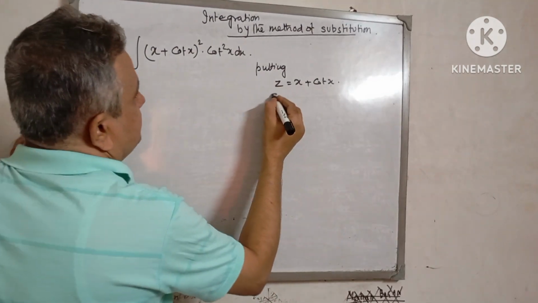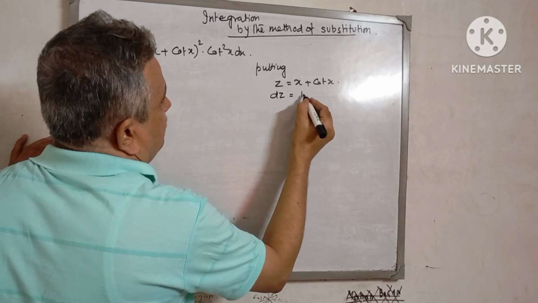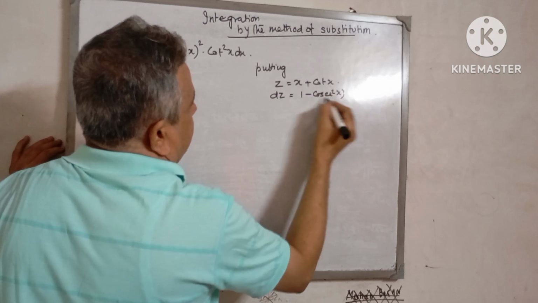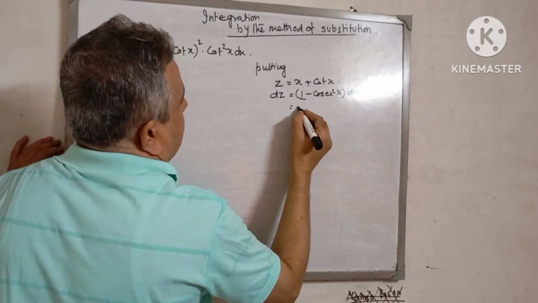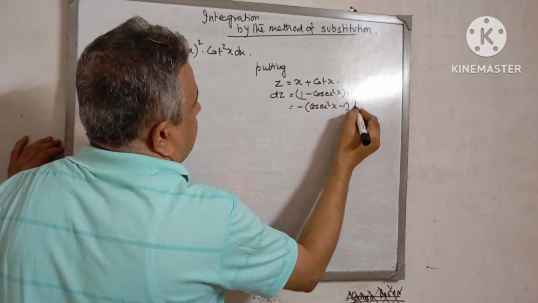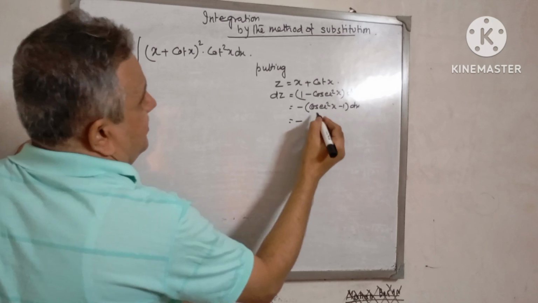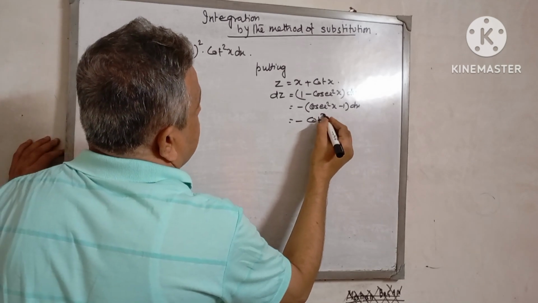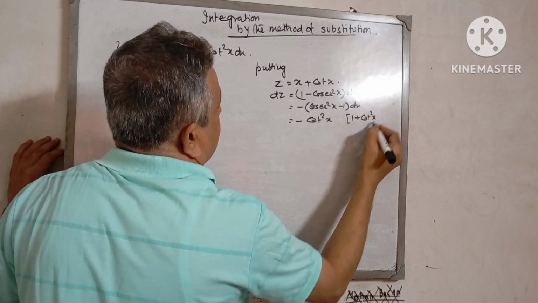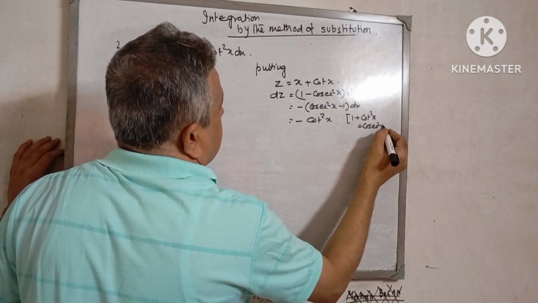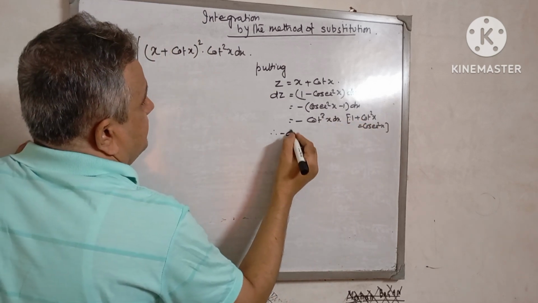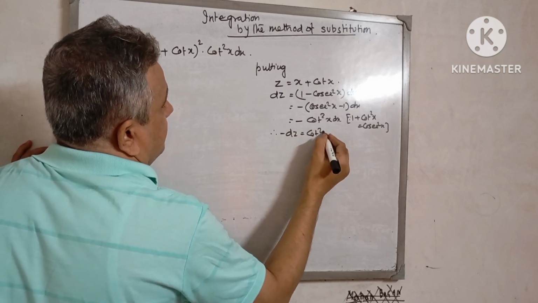Now differentiate both sides. dz is equal to differentiation of x is 1 and cot x is minus cosec square x dx, minus common cosec square x minus 1 dx. So cosec square x minus 1 is cot square x. This is the formula of trigonometry, 1 plus cot square x equal to cosec square x. So we can write minus dz equal to cot square x dx.